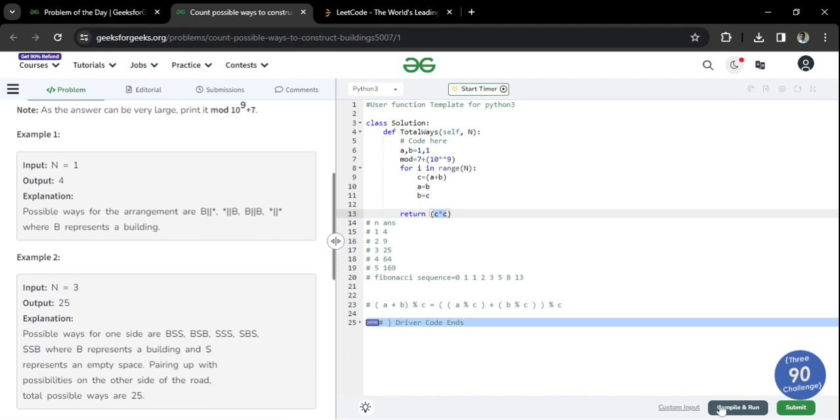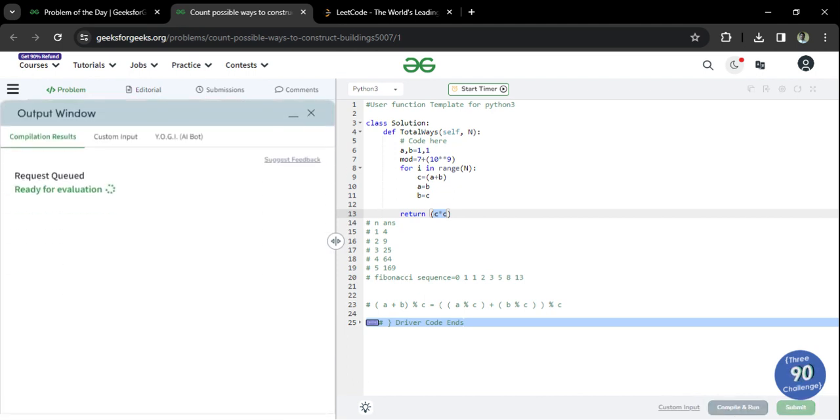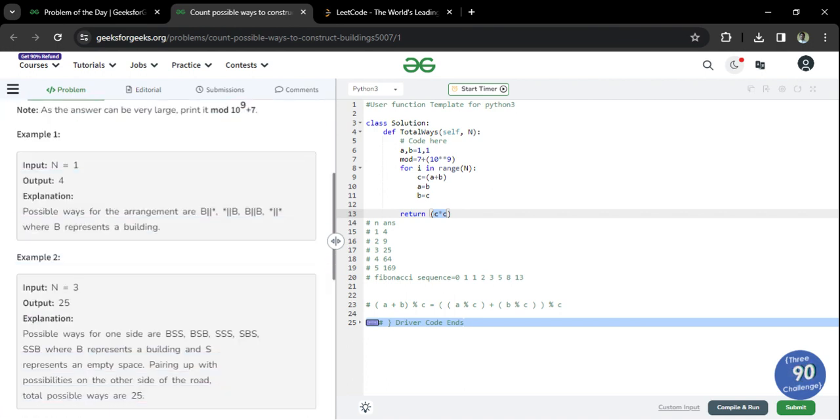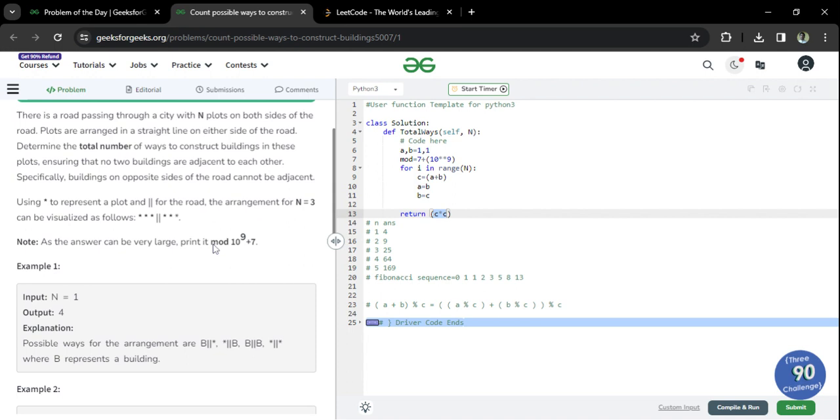So I will just quickly compile and show you if it works. You can see that we are getting the expected answer. Now if you submit the solution, it won't be working. Why? We have to ensure the modulo also, right?